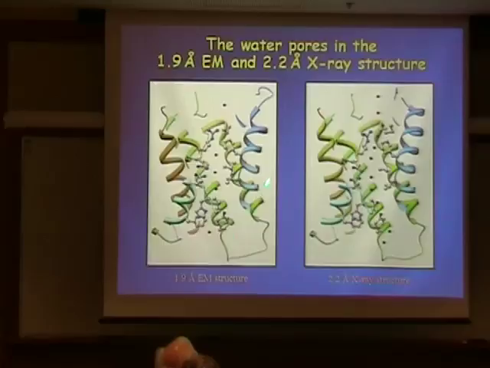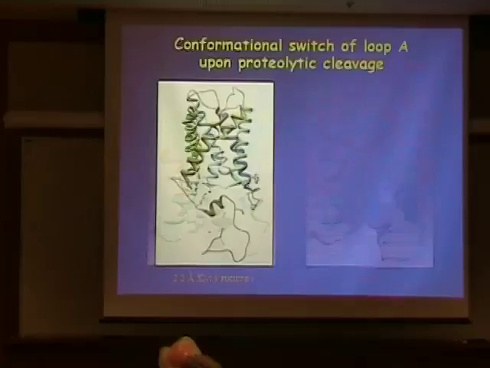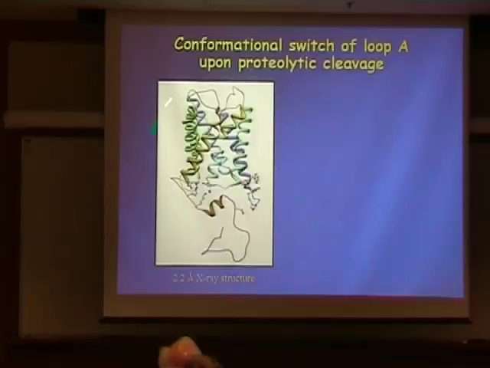And now we can start to actually answer some questions. The first question is, if you cleave on the cytoplasmic side, why do you induce the formation of a membrane junction up here? And so this is the full-length protein from the X-ray structure.